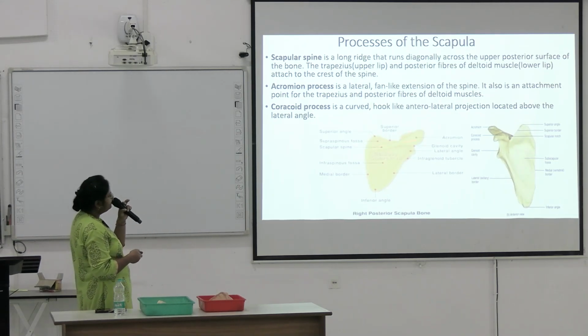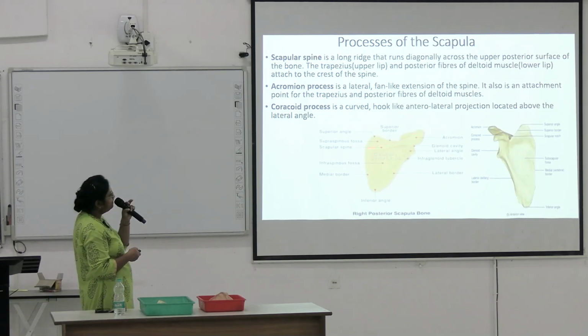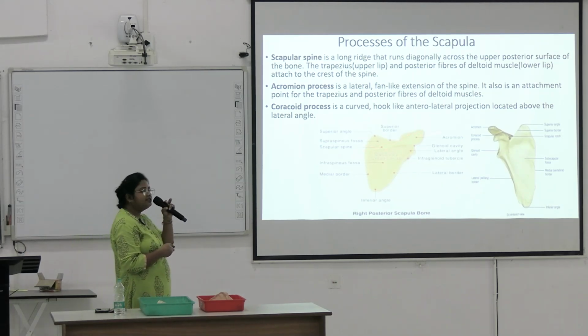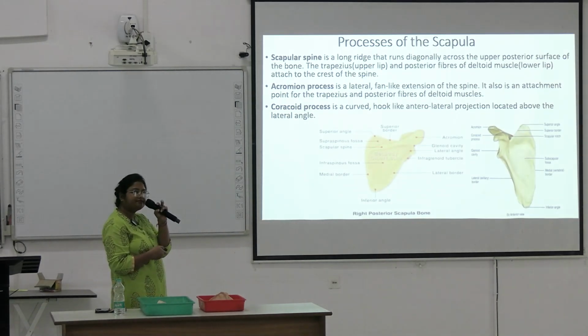Along this is the crest of the spine, mainly seen from the posterior aspect. It has an upper lip and a lower lip. Along the upper lip there is insertion of the trapezius muscle, and this insertion also extends along the medial border of the acromion process.